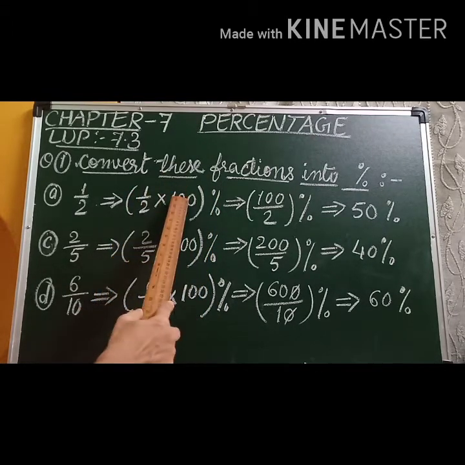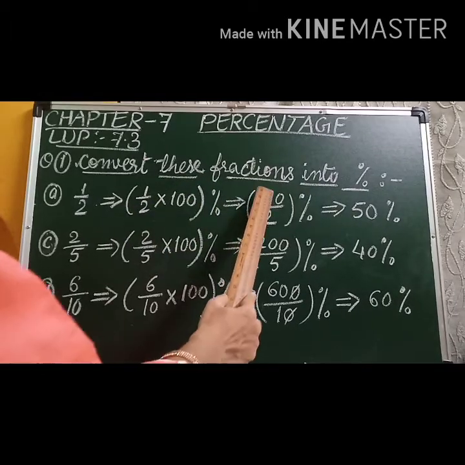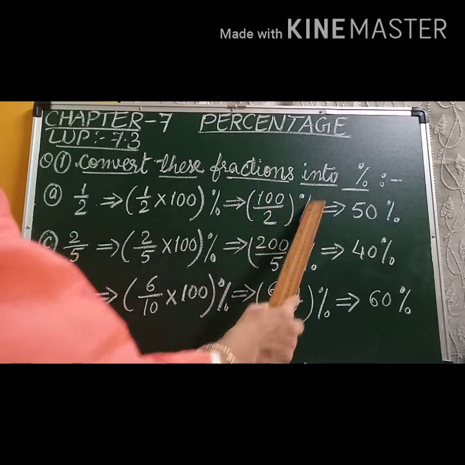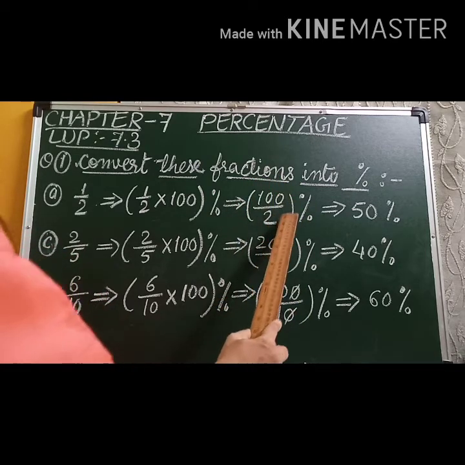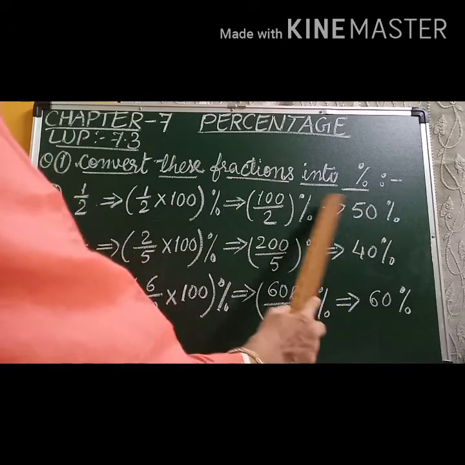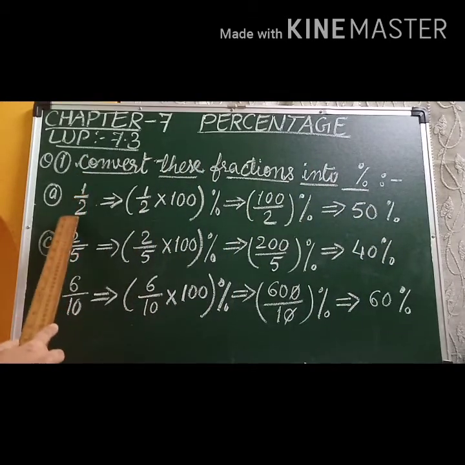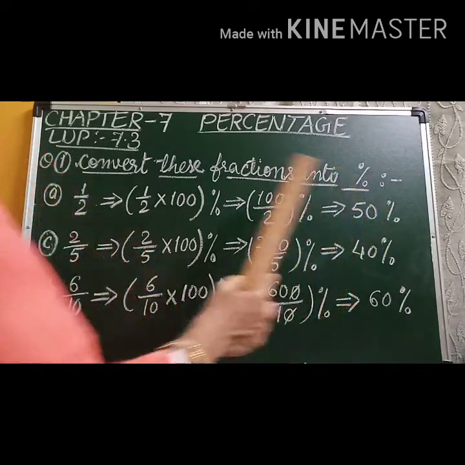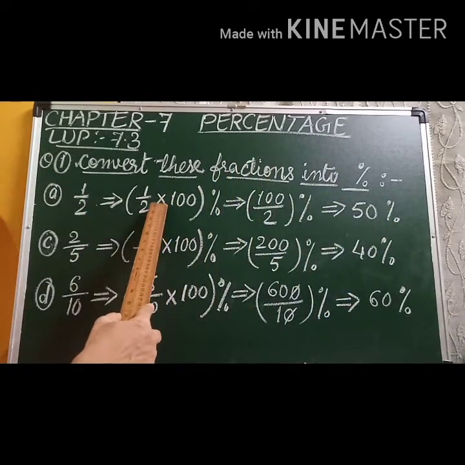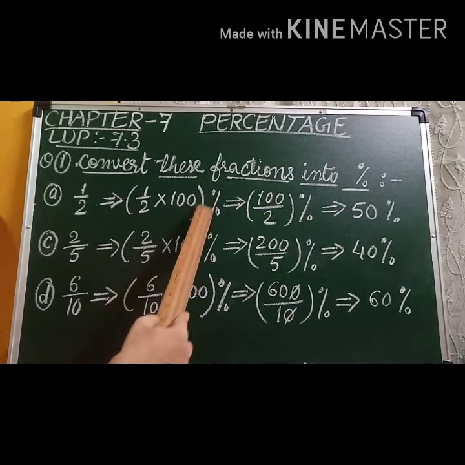So 1 into 100 is 100, and in the denominator 2 is there. Okay, 100/2 and the sign of percentage. So when we solve this 100/2, we will get answer 50 and the sign of percentage. So here 1/2 fraction was there and we have converted into percentage by following two steps. First of all, we have multiplied the given fraction by 100 and we have placed the sign of percentage.